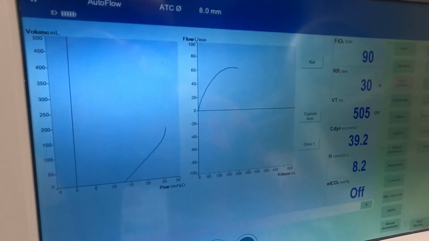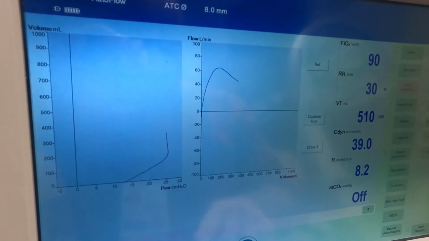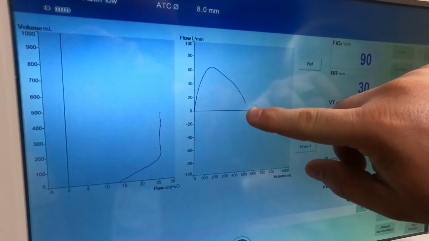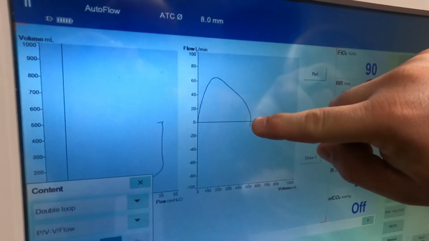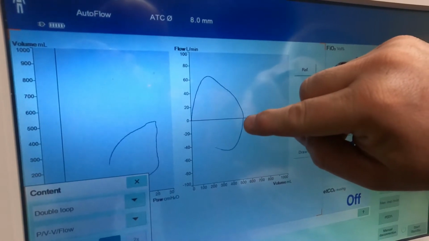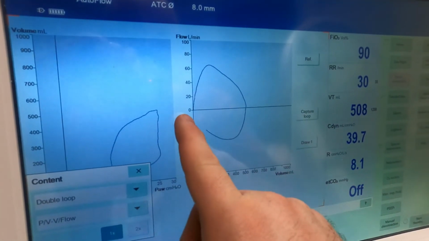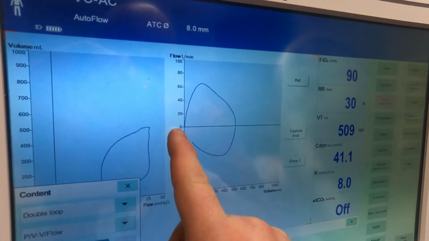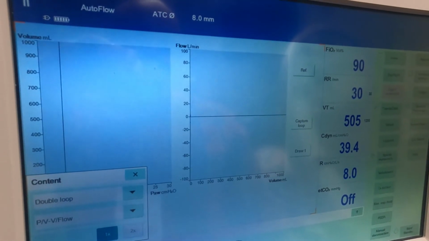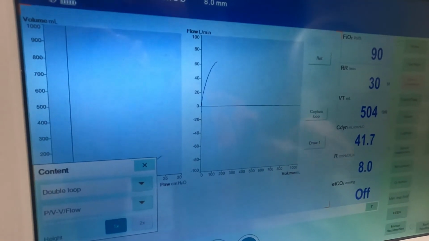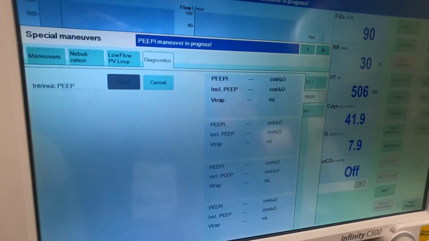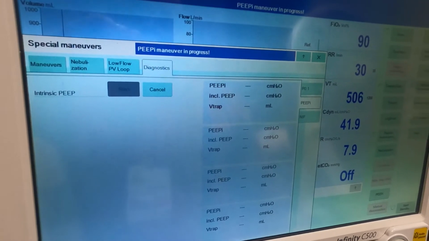So let's go back. On our flow volume loop, if we see it going out, we're changing over somewhere in this area right here, where we're going from inspiratory to expiratory, but it's not a real sharp one. And if you notice, we come back to here, we're not really coming back to baseline at all either. So we're going to expect maybe to have a little bit of intrinsic PEEP. Let's go in and check that on this patient. Let's run a quick one. It's going to do an expiratory hold maneuver.